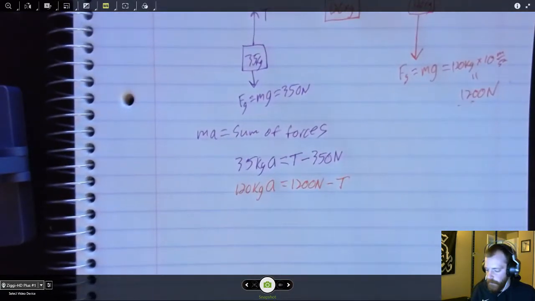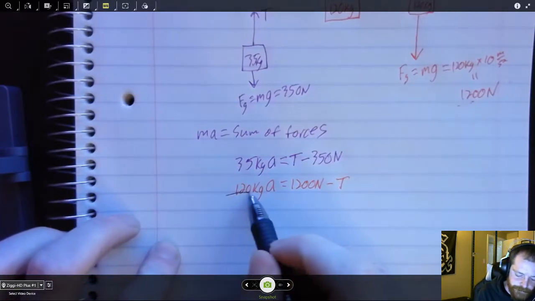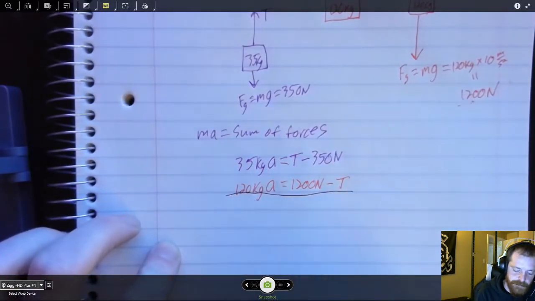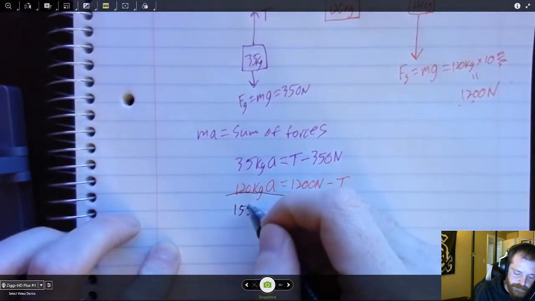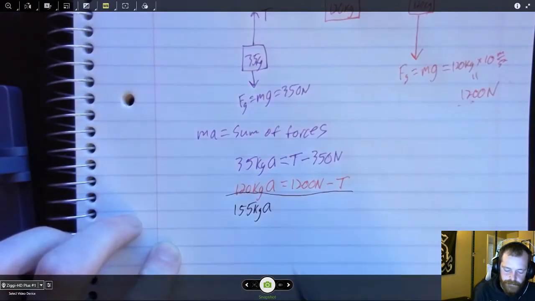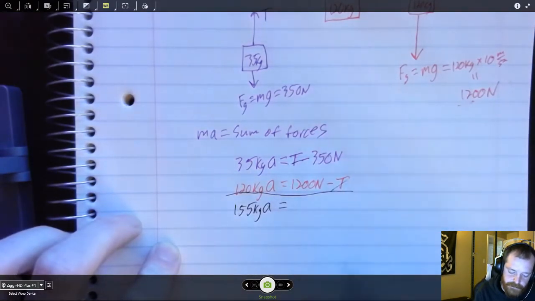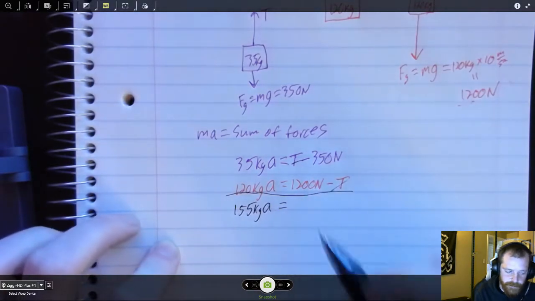So if we're going the long way, what I can do now is combine these two equations. 35 plus 120 is 155 kilograms. A is still A. The T's are going to cancel out, right? I got a T there, T there. They're going to cancel. And then it's just 1,200 minus 350.